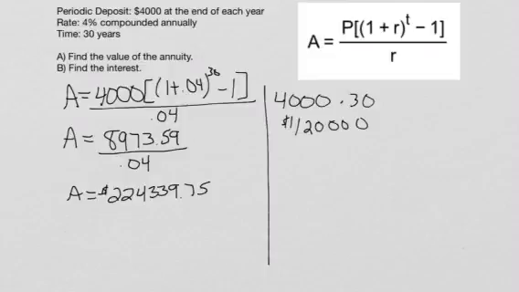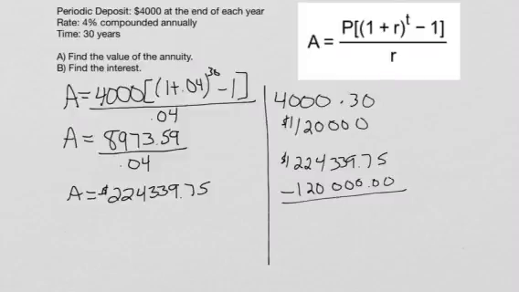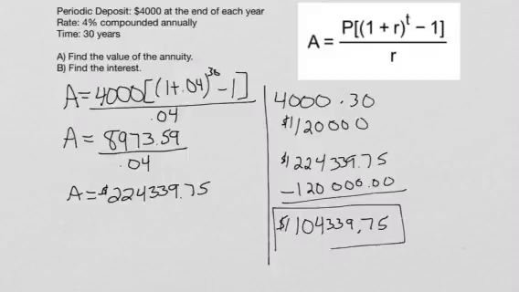Now our total amount, we found from part A, was $224,339.75. Well, if we subtract the amount that we put in at the end of each year, well, that will give us how much we must have made from the interest. And so when I subtract these two values, I get $104,339.75. And so that would be part B, our interest amount.